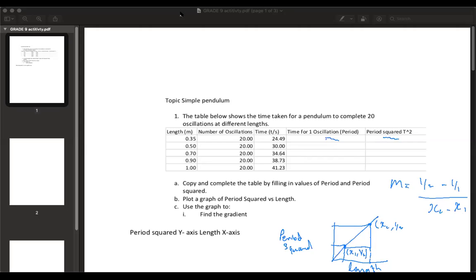Will this be in Google Classroom? Yes, sir. This is the same thing in Google Classroom, but for this one, you're going to be actually plotting a graph now. B and C have been added, and you're going to find the gradient. All right, all the best, everyone.